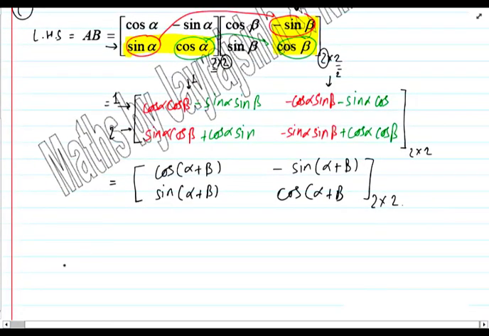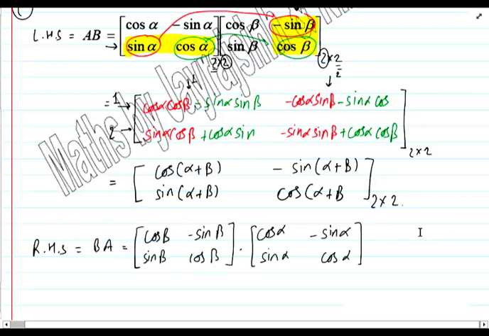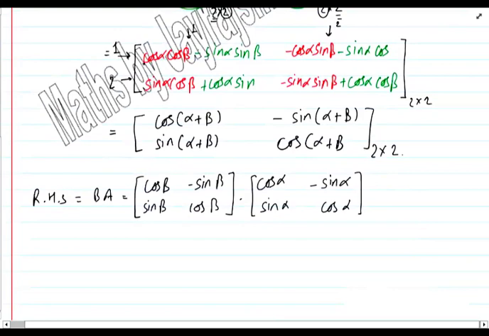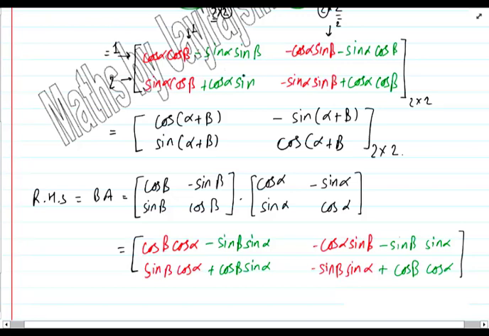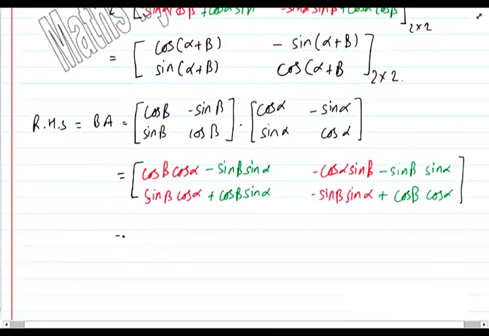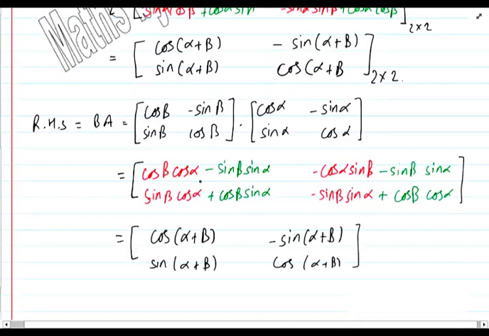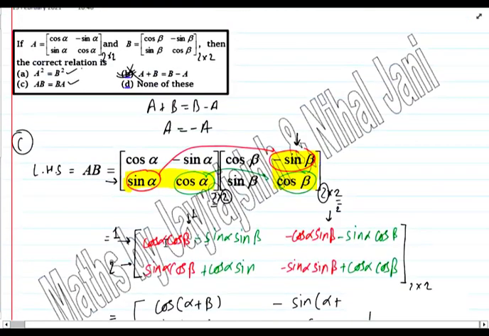Now similarly, we have to find the right hand side, right? Our right hand side is B into A. So here we put B and A, and if we multiply B into A, we will get the same result that we got earlier, and it will give us the same simplified form. So here we can say AB is equal to BA. Ta-da! Option C is the right answer. If you check A, then you will get that A square is not equal to B square. Okay.